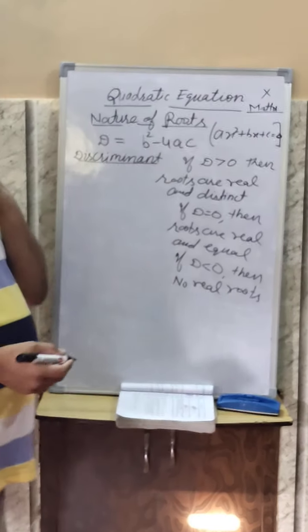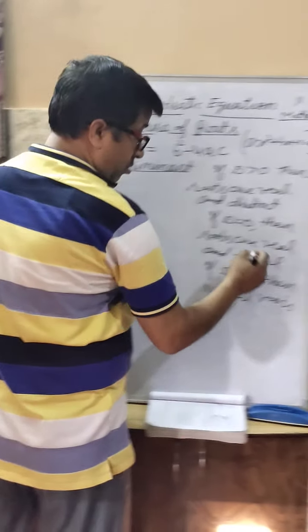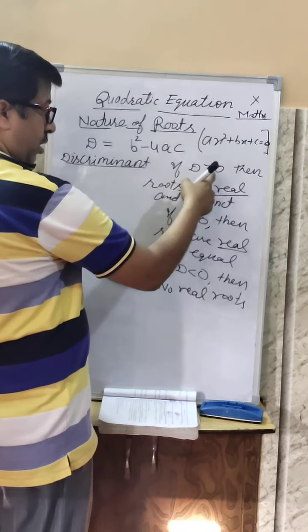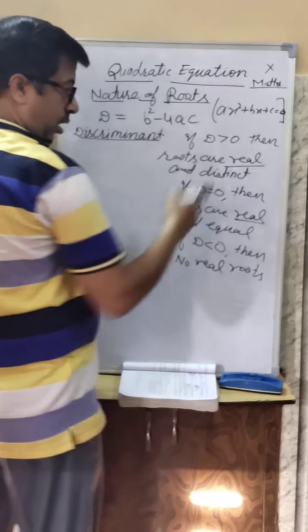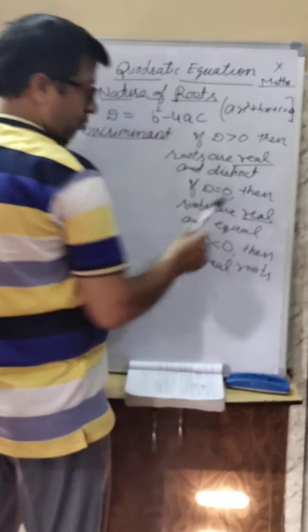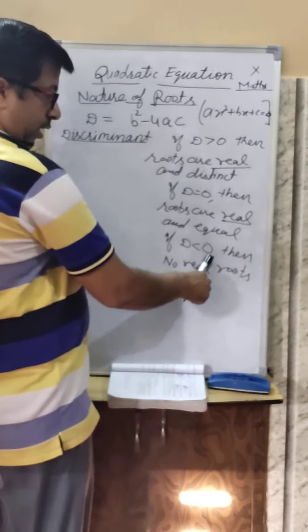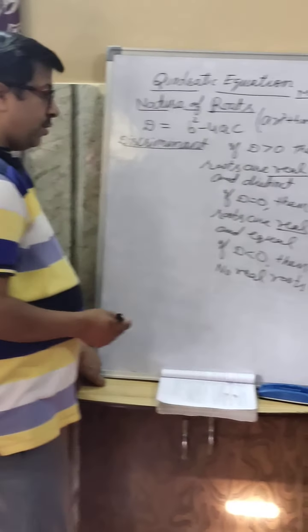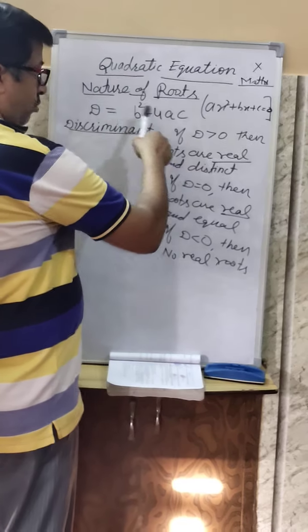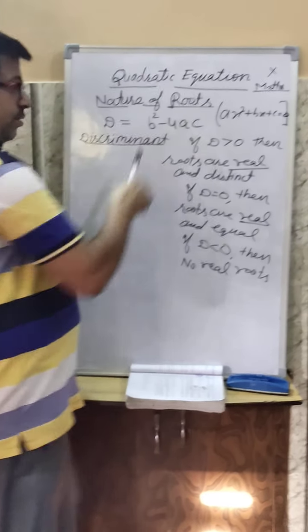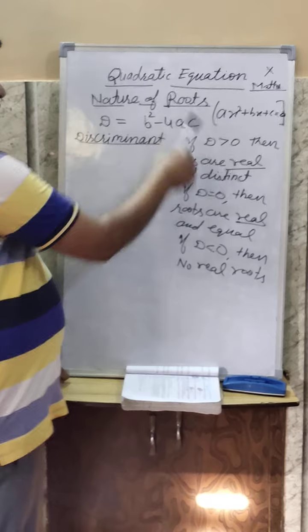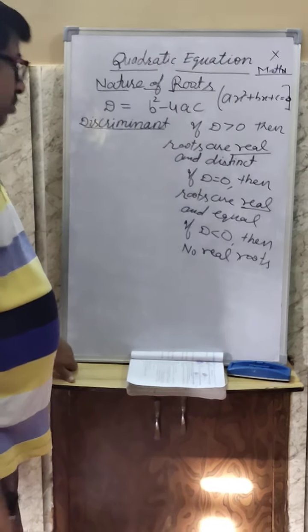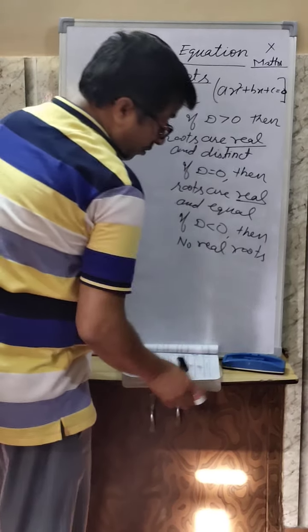So in how many cases roots are real? If D greater than 0, then roots are real. If D equal to 0, roots are real. If D less than 0, then roots are not real, no real roots. Understand? So without solving, you find out this D, that is discriminant. With the help of discriminant, you can say the roots will be equal, distinct, or not real. So we are starting first question.